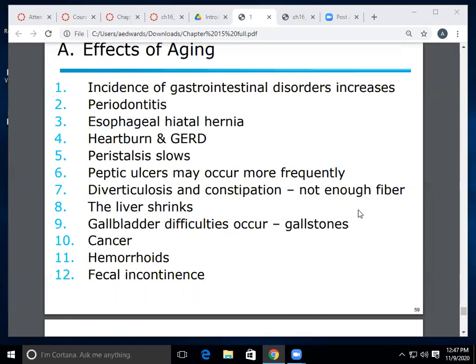Our liver can shrink as you get older. You can get difficulties occurring with the gallbladder, whether it's gallstones, or other issues in terms of maybe blocking those bile ducts. Increased incidence of cancer in the digestive tract. You've probably heard of things like colon cancer, stomach cancer, liver cancer. All right. Hemorrhoids, okay, sometimes that can happen more often as you get older, maybe your body's not absorbing enough water, which can lead to trouble when you're trying to use the restroom. All right, and fecal incontinence, in terms of not being able to control your bowel movements.